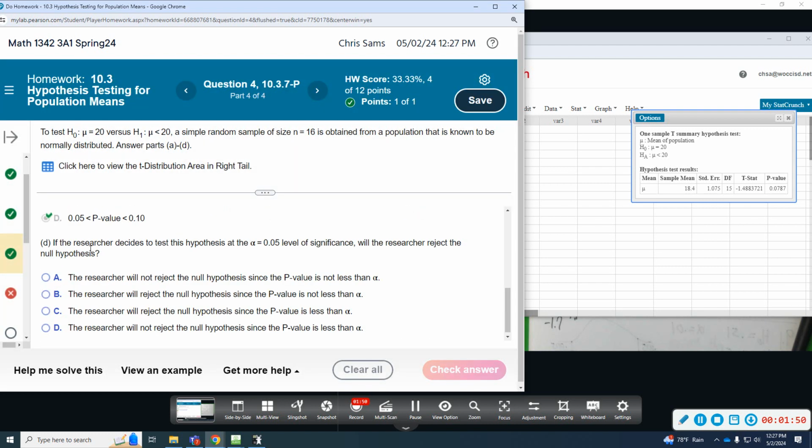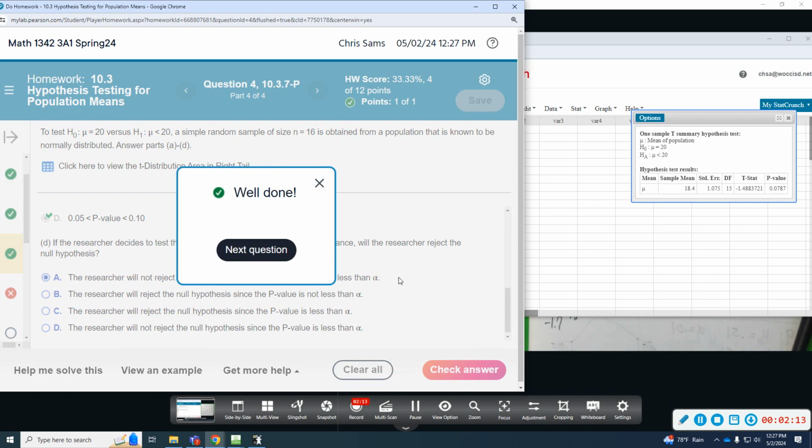And then will the researcher reject at alpha equals 5%? The p-value is greater than alpha, so we will not reject. If the p-value is less than alpha, we reject the null. Since the p-value is 7% and alpha is 5%, this is greater, so we will not reject. The researcher will not reject the null since p is not less than alpha, so A matches what our conclusion should be.